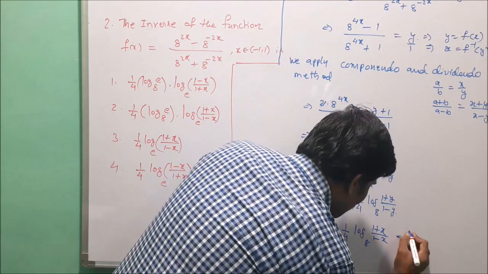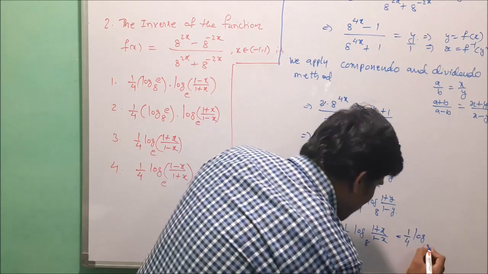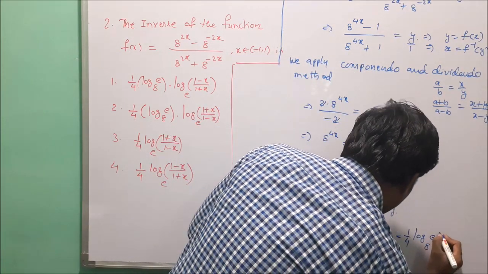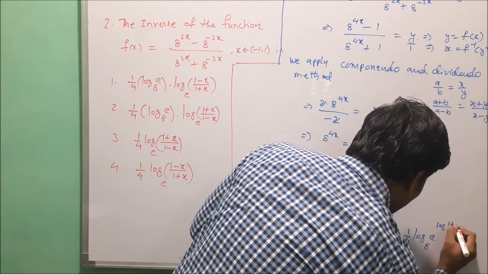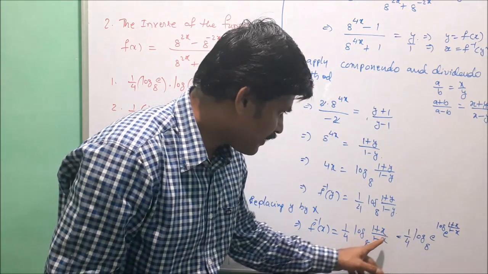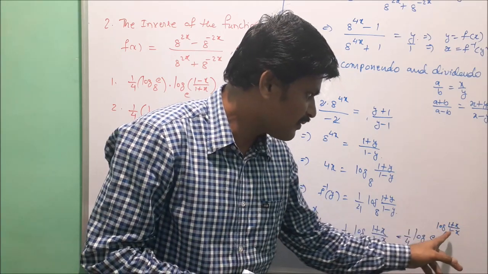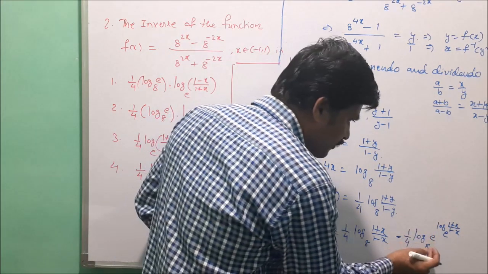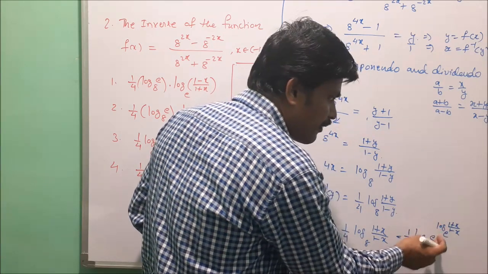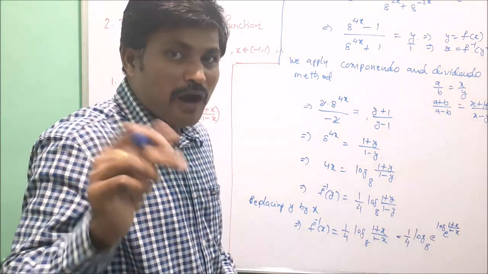Now it can be rewritten as 1 by 4 log base 8. Here 1 plus x by 1 minus x can be written as e power log (1 plus x by 1 minus x) base e. Now here we observe this is the form of log a power b, which can be written as b log a.